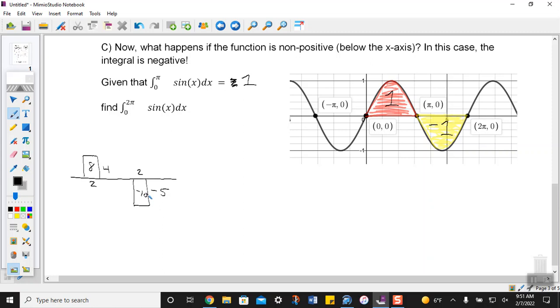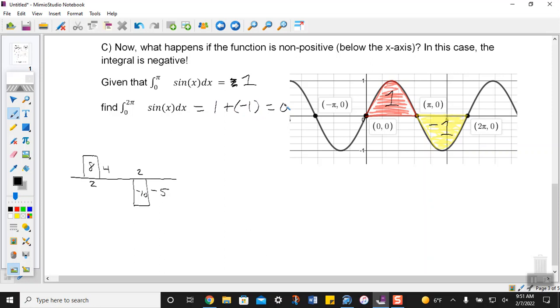So the question becomes this: what do you think the integral is, starting at 0 and going all the way over to 2 pi? What do you think the definite integral value is going to equal for that? Is it going to be 0? It's going to be 0 because these two areas do what to each other? Cancel each other out. So this is actually going to be 1 plus -1, which is going to get you that value of 0.